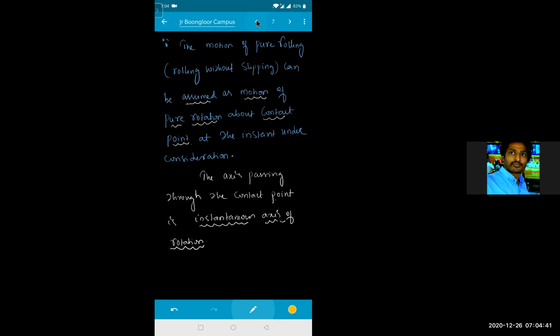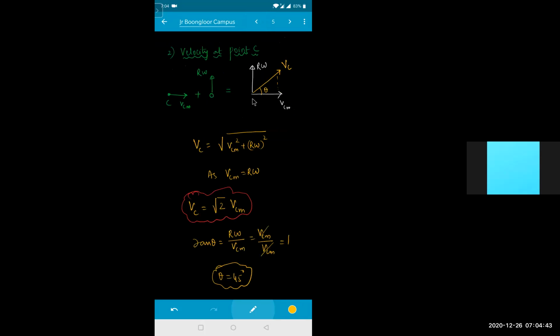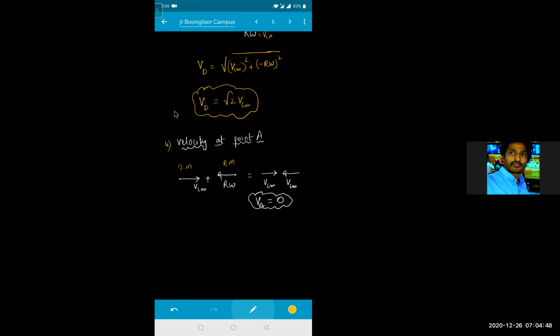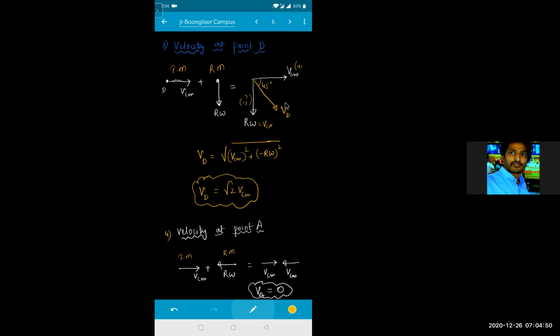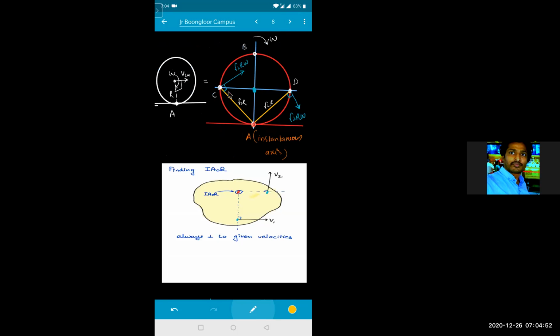Did the directions come or not, check from earlier. For this one it is in the front direction, and for point D, we got it in this direction. So the two directions combined. For point C the velocity is in this direction, for point D in this one. So for point C and point D, point A is the instantaneous axis of rotation because it is rotating about this point.